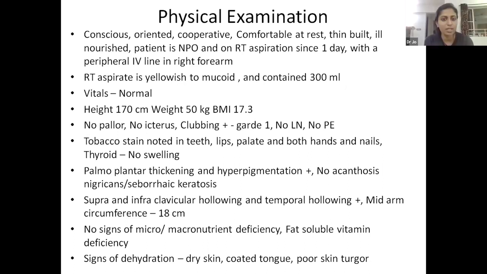Patient is conscious, oriented, cooperative, comfortable at rest, thin built, ill nourished. Patient is kept nil per oral and he's on RT aspiration since 1 day with a peripheral IV line in right forearm. The RT aspirate is yellowish to mucoid and contained 300 ml on examination. Vitals were normal. Height of 170 centimeter and weight of 50 kilogram, BMI of 17.3 kilogram per meter square.